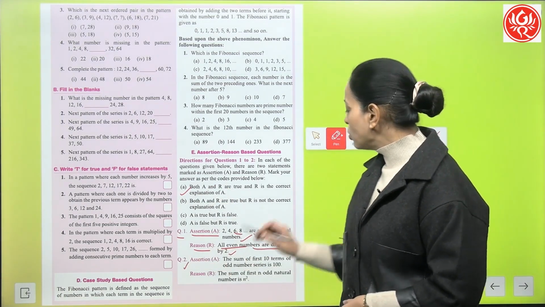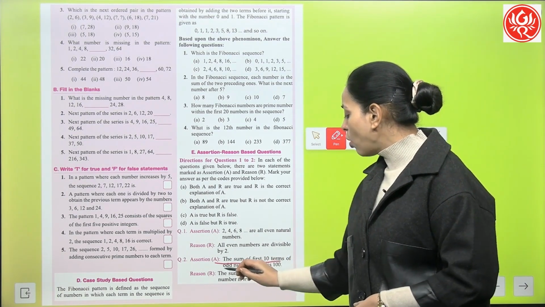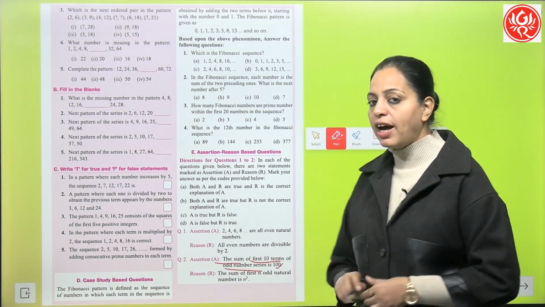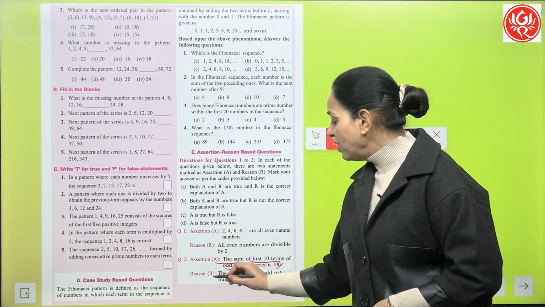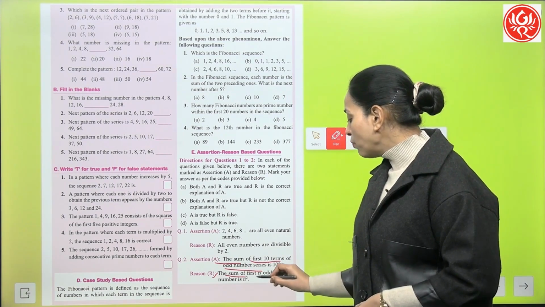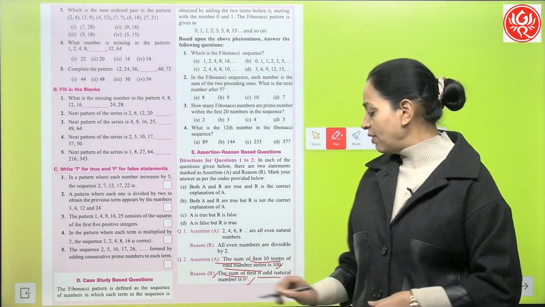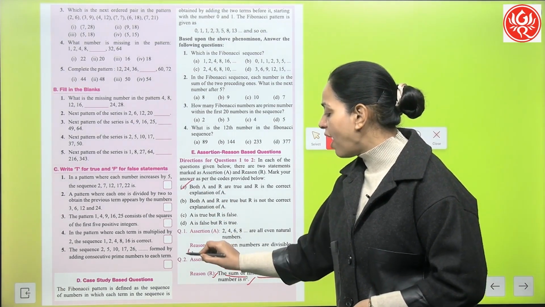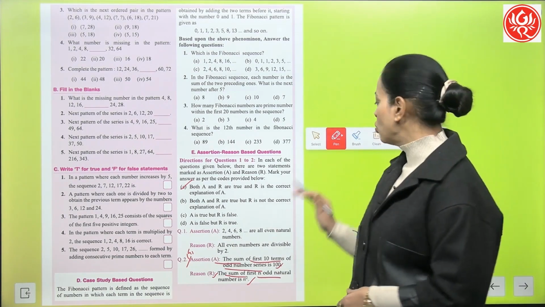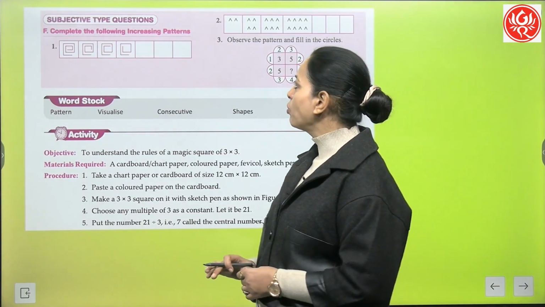Now question number 2, assertion A. The sum of the first 10 terms of odd number series is 100. Yes, 10 into 10, that is 100. And reason R, the sum of the first n odd natural numbers is n square. Yes, this is also correct. So A code is the answer of the second question. Right? Now the next is subjective type question.